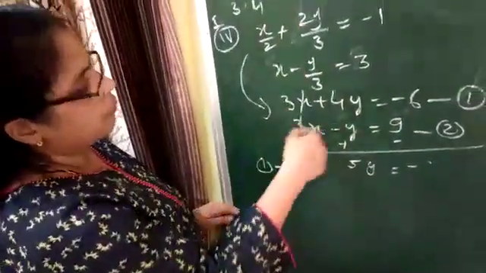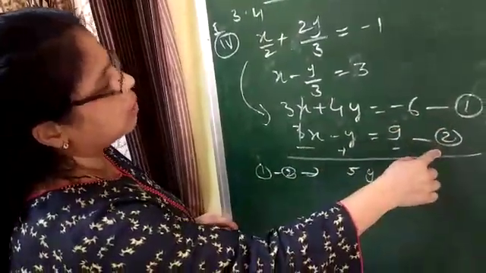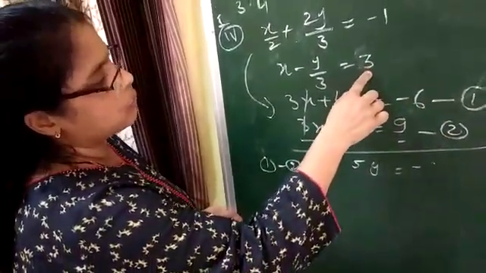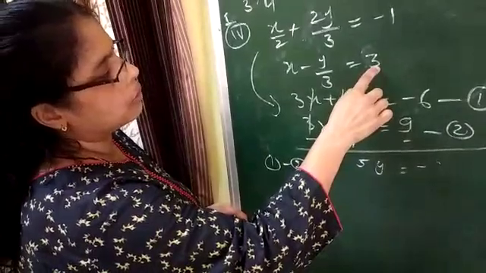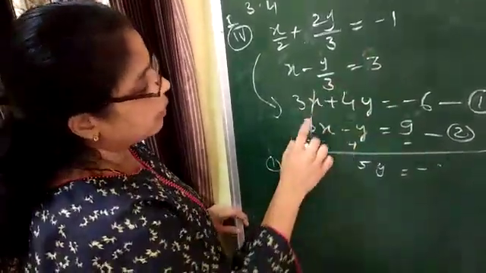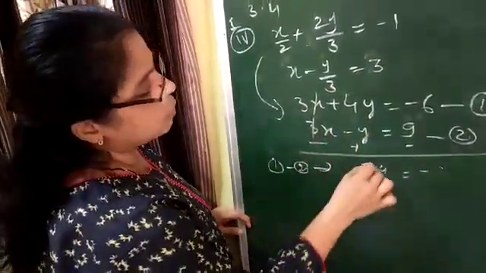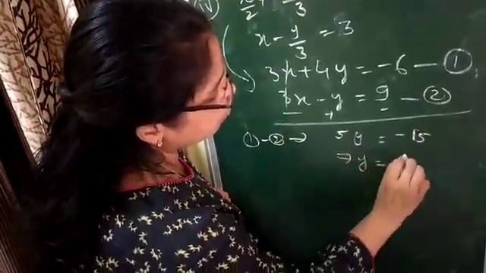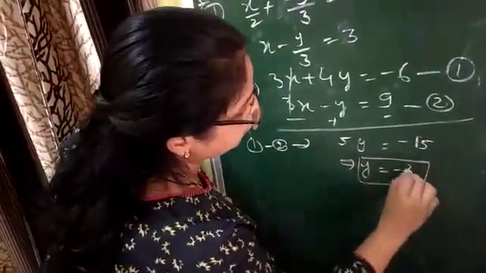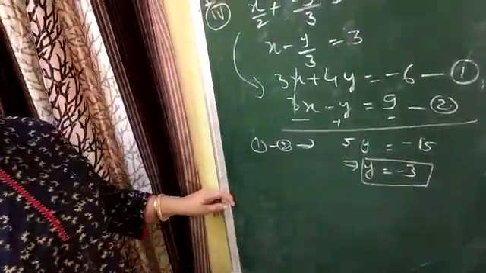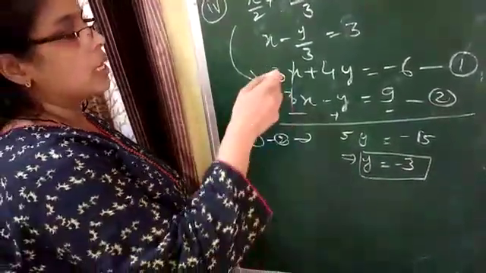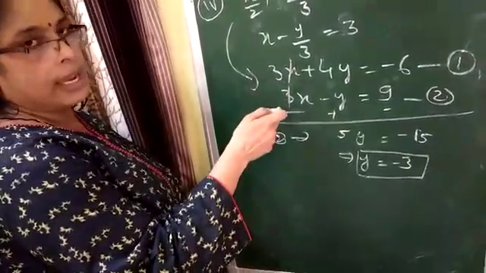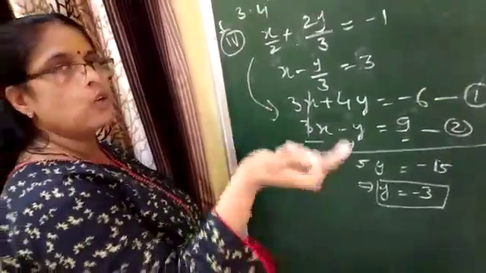Now, after taking LCM, we made two equations. Previously I wrote 3 instead of 1, then I did the correction. Now same sign, subtraction is done. 5y is equal to minus 15 implies y equal to minus 3. That means we got the value of y first in this question, because we have eliminated x. जो भी eliminate करेगा उसका value बाद में मिलेगा.